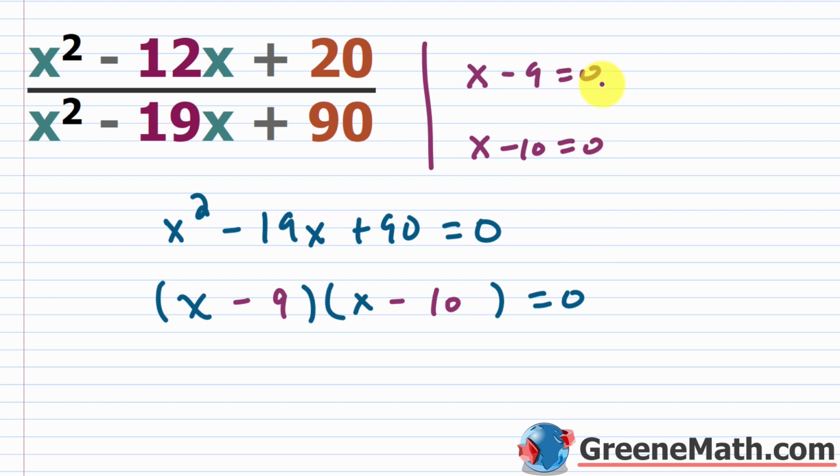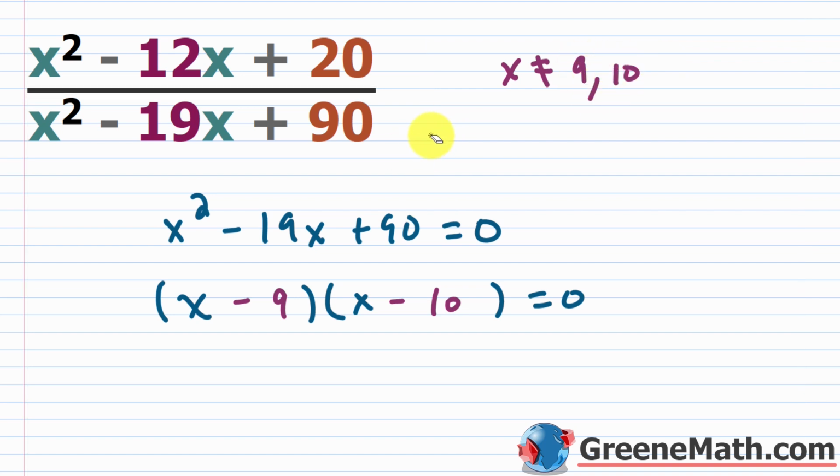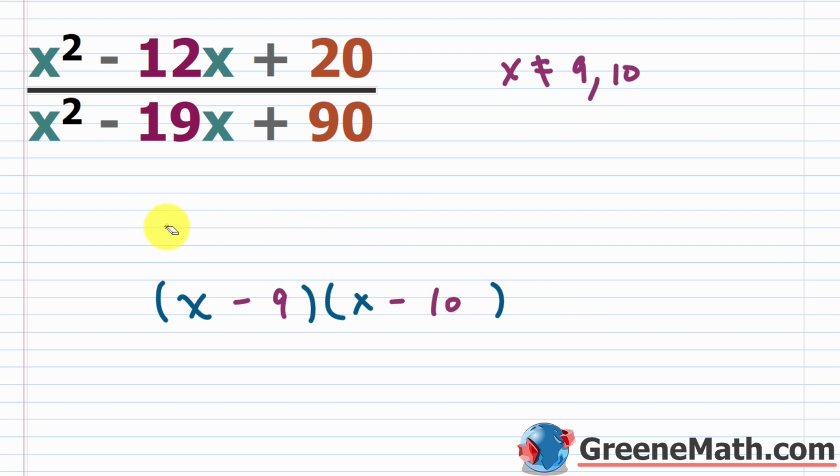You would add 9 to both sides here, so x is 9. So let's just put 9 here. And then here you would add 10 to both sides, x would be 10. Okay, so let me put 9 comma 10 here, and I'll put x is not equal to this. Let me make that a little bit better. So x is not equal to 9 or 10. Okay, so those are the values that make the denominator 0. Let me get rid of this. Let me put this like this.